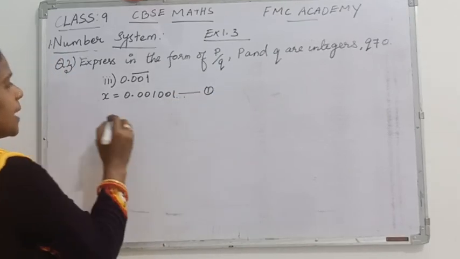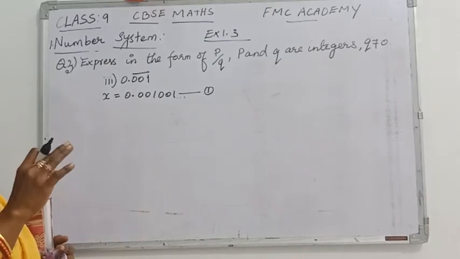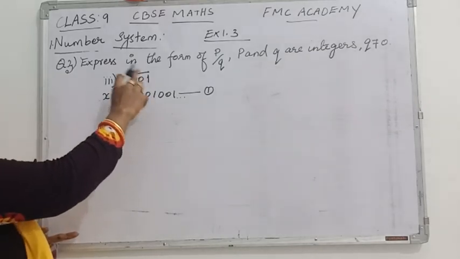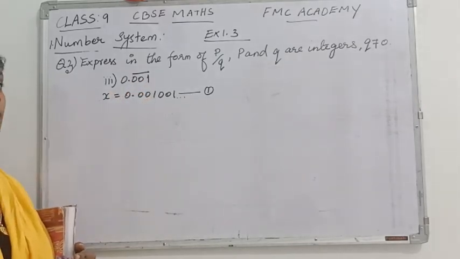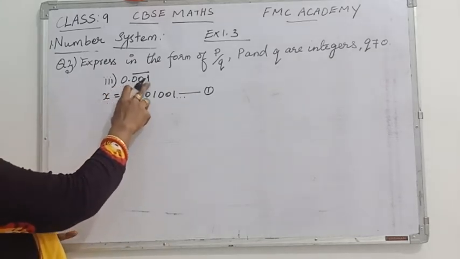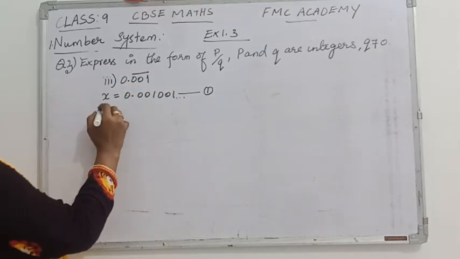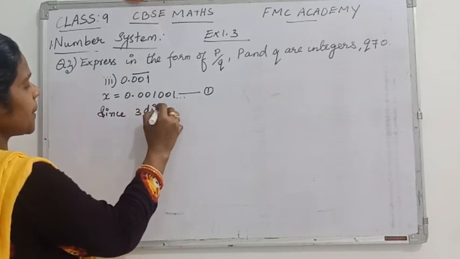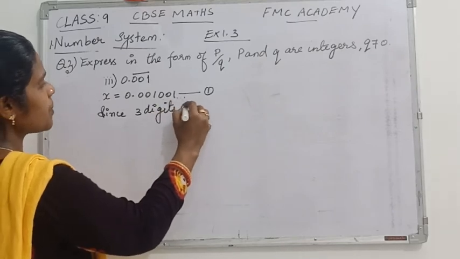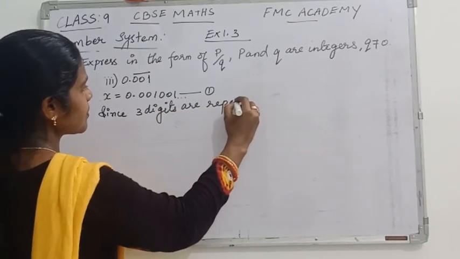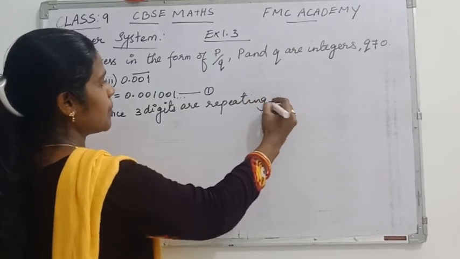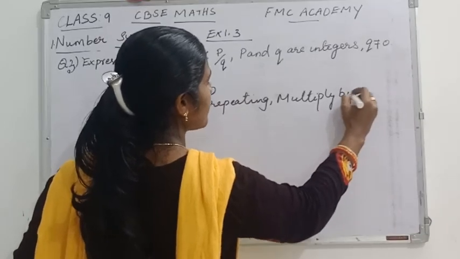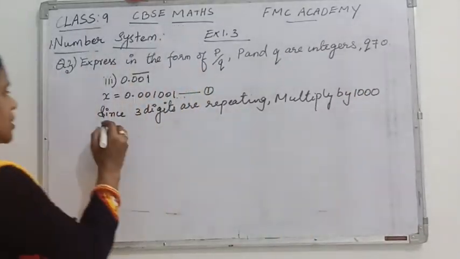Then next, which number you are going to select to multiply is very, very important. Since all 3 digits are repeating again and again, you are going to multiply by 1000. Why? Because 3 digits are there, so you have to take 1000 here. Since 3 digits are repeating, multiply by 1000 on both sides.